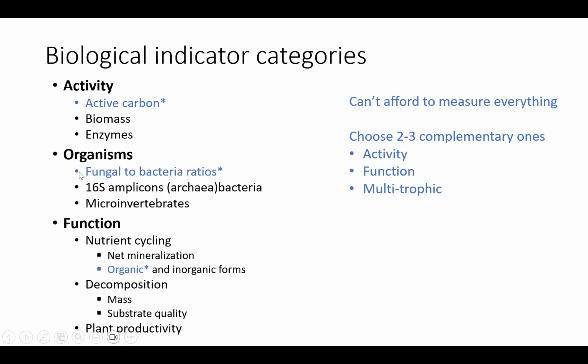The one that I'll talk more about is the ratio of fungi to bacteria. But that's getting us trying to separate a couple groups. One can do DNA, or we can look at microarthropods. Those would be other ways to get at that. When we're talking about function, we're talking about cycles of nutrients. And we could split that up into organic or inorganic forms, or we talk about the process of decomposition or plant productivity.